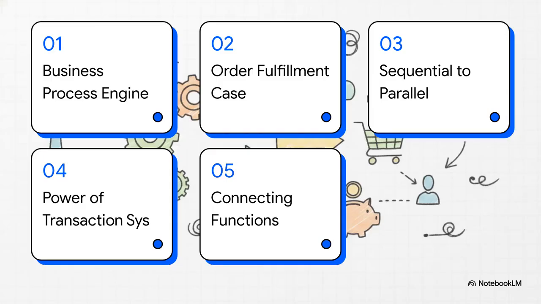To give you a bird's-eye view, here is our roadmap for today. We'll start with the business process engine, run through an order fulfillment case study, explore the jump from sequential to parallel flows, uncover the power of transaction systems, and finally, connect all the functional areas. Let's just dive right in.